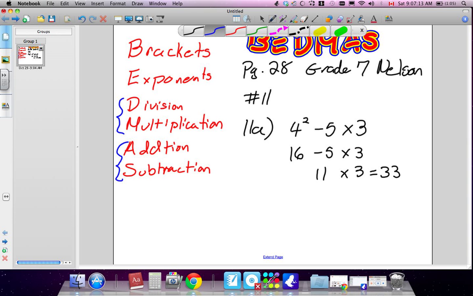Okay, so in this question, we'll look through it. What do we see? Do we see any brackets? Let's go through our list. No brackets. Are there exponents? Yes. So we have 4 squared, or 4 to the power of 2. Do you know what that is? That's 16. Yeah, 4 times 4 is 16. So we've done that, right?